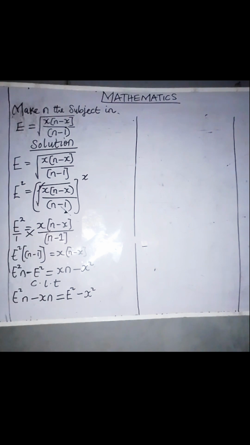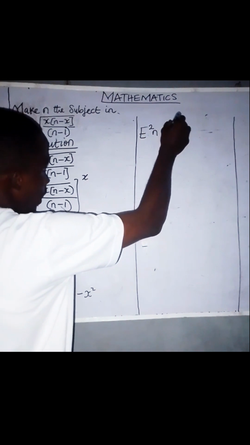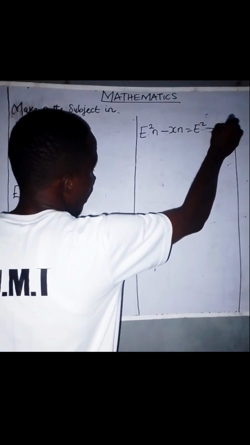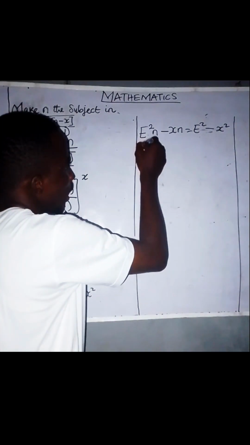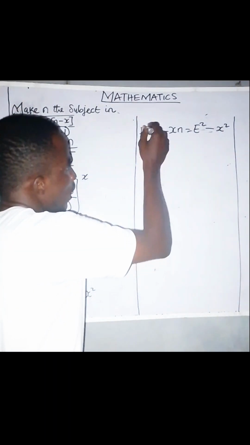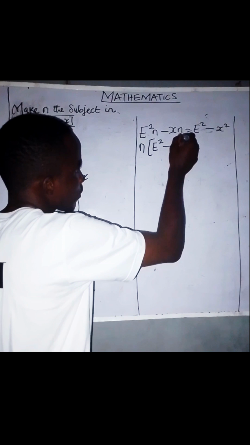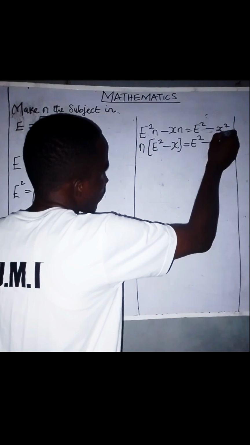remove it. Alright, so from here I can easily factorize. Let's factor n out from here. So let me bring back this question here. The question is E square n minus xn equal to E square minus x square. Now from here, I have to factor out n. What's common here is n. Good. So n going to this, I'm left with E square. Minus n going to this, I'm left with just x. Equal to E square minus x square.